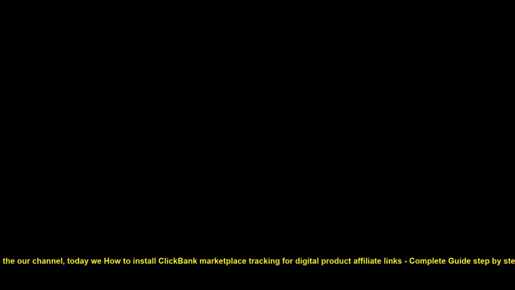Welcome to our channel. Today we will show how to install ClickBank Marketplace tracking for digital product affiliate links, a complete guide step by step clearly. To install ClickBank Marketplace tracking for your digital product affiliate links, begin by logging into your ClickBank account. Once logged in, navigate to the Reports section in the main menu.